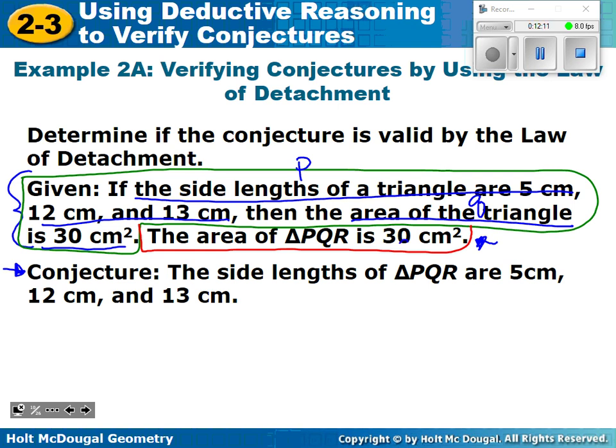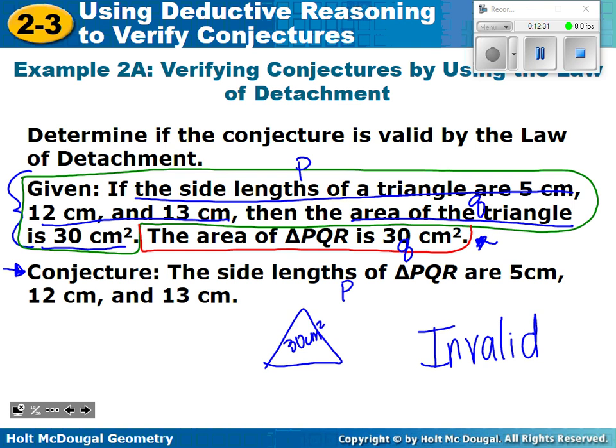They're saying this is Q, and if Q happens, then P happens. And you can't go backwards. So is this a valid use of the law of detachment? No, this is invalid. Think about it. What this is saying is if a triangle has an area of 30 centimeters squared, that the sides have to be 5, 12, and 13. Can you think of a triangle that could have a different base other than 5, 12, or 13 and still have an area of 30? What could be the base and what could be the height?